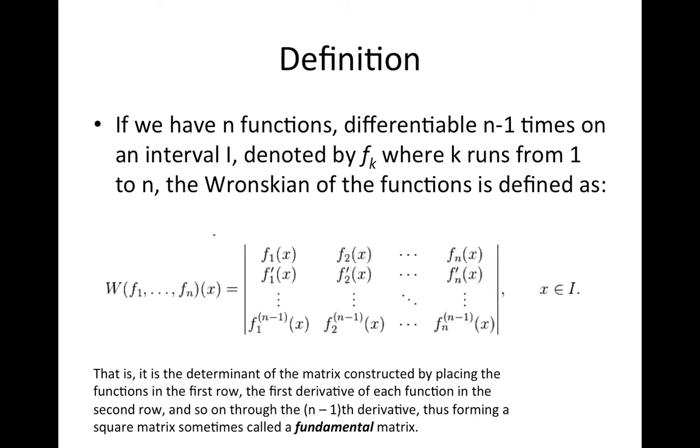So remember, f is your function. This would be your function f1, this would be your function f2, and so on up to your function fn. And then the second row of the matrix is the first derivative of that function, the third row is the second derivative, and so on up to the n minus 1 derivatives. So this is going to make a square matrix, meaning that it will have a determinant. If you take the determinant of this matrix, which is also sometimes called a fundamental matrix, then you have the Wronskian.